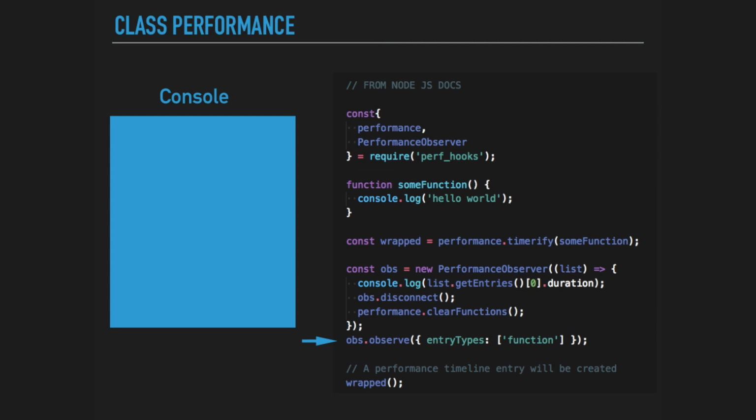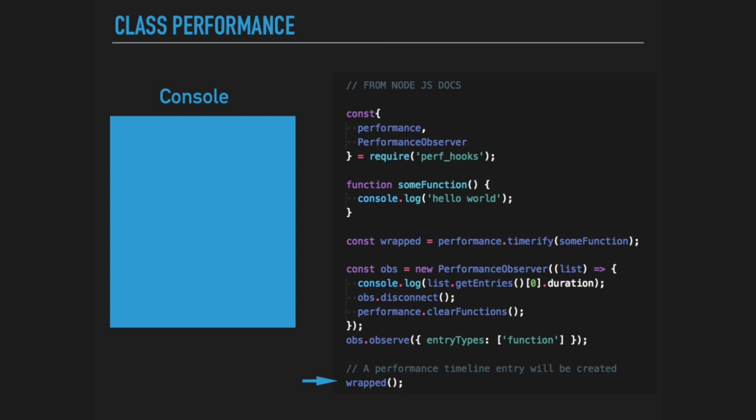OK. And then once we go back, this is what's going to console log to our screen. This will console log the duration. And then we're going to go ahead and run a disconnect. If we were to call this disconnect method, and we had multiple functions that we wanted to observe, we would only see that first call because we've been disconnected. And then we can clear the functions from the timeline by calling performance.clearFunctions.